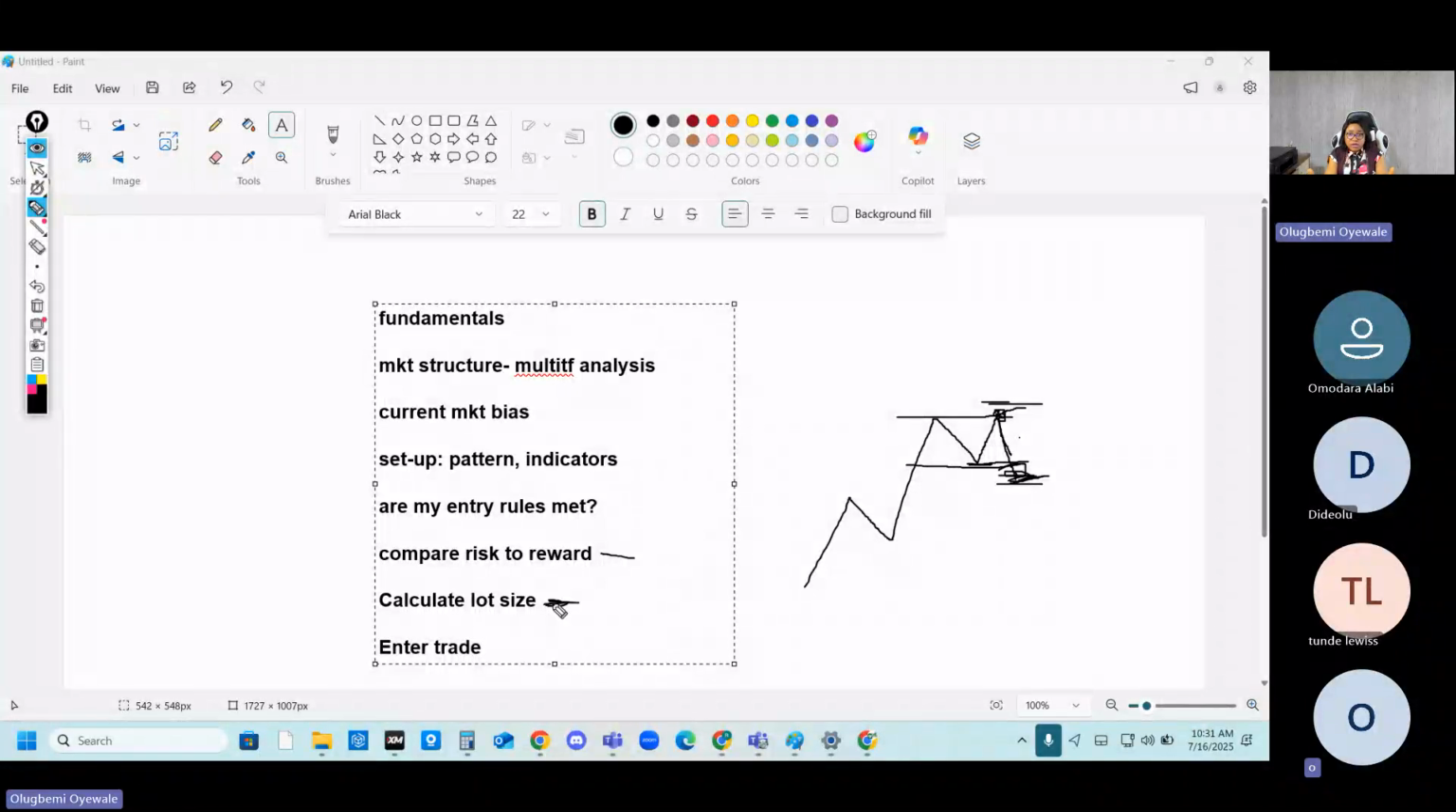I'm very sure all of you know how to calculate it. You can go online and search on Google for a position size calculator and calculate your position size by that. And then you enter the trade. So that's a simple process I like to follow.